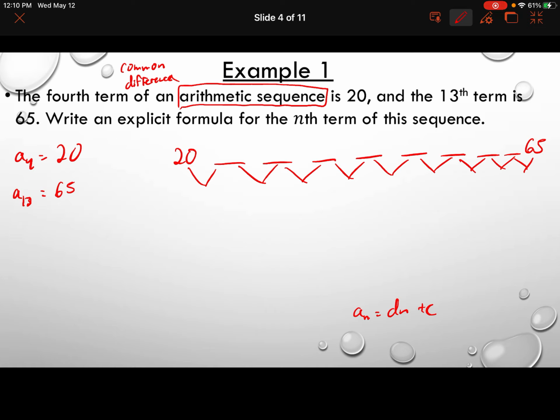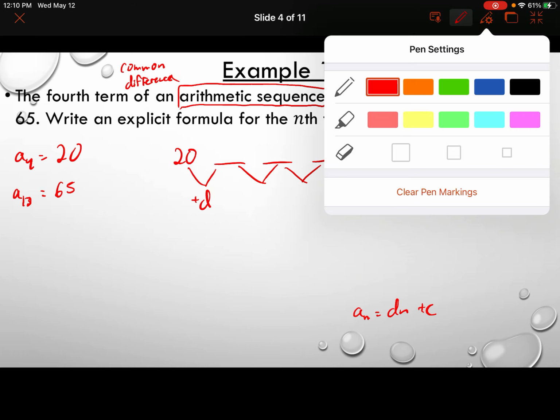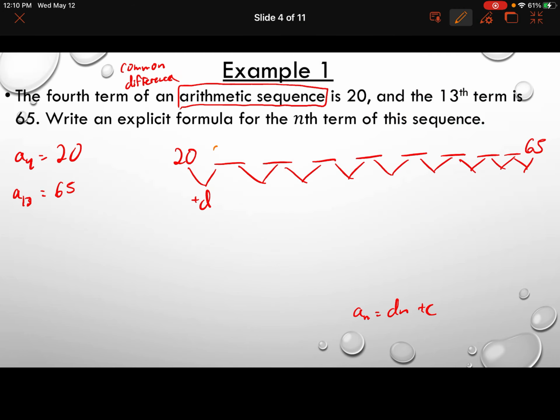Well, we know to get to the next term, we take 20 and we add that number, right? We take 20 and we add the number. So we add D, in other words. Okay? So that means the next term is 20 plus D. We at least know that. D is that difference that we don't know what it's equal to, but we do know that.